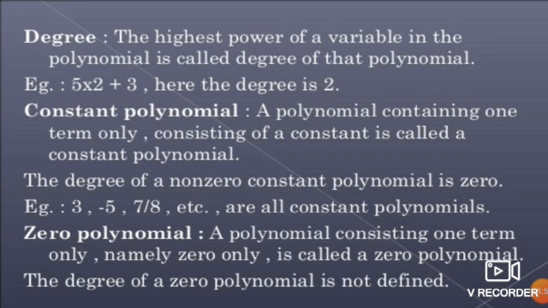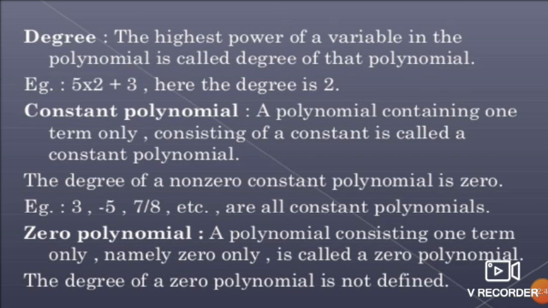Next, degree. The highest power of a variable in the polynomial is called the degree of the polynomial. Observe carefully the polynomial example, 5x square plus 3. Suppose you assume this is one polynomial. In this case, the power of x is 2. That's why this polynomial's degree is 2.